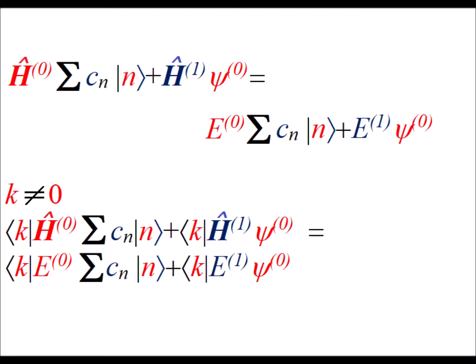Now to evaluate the first order correction to the wave function, we take the expression in the first line that we had from before, and whereas before we left multiplied by psi sub 0 star, now we're going to left multiply by psi sub k star, where k is not equal to 0, and then take the integral over all space.